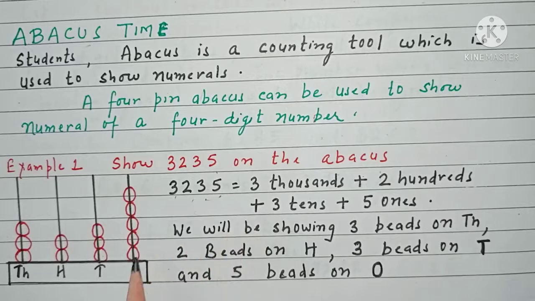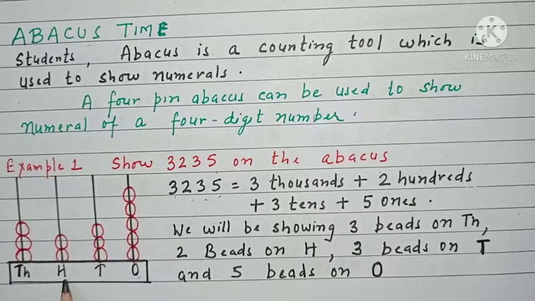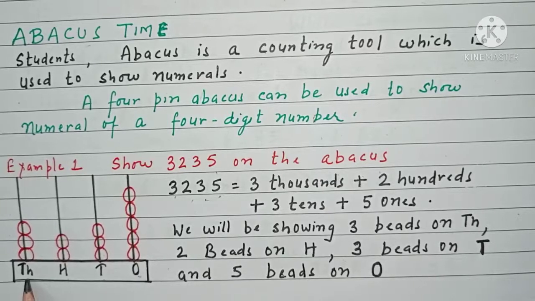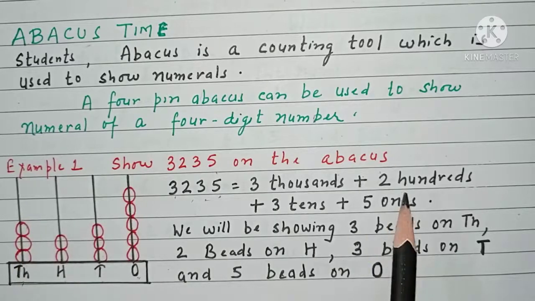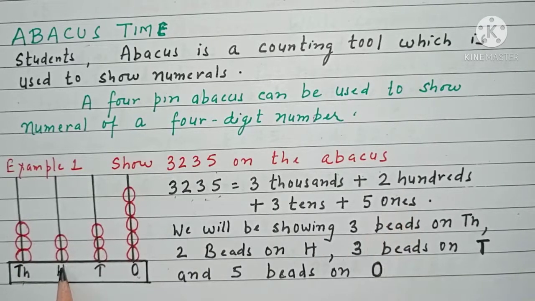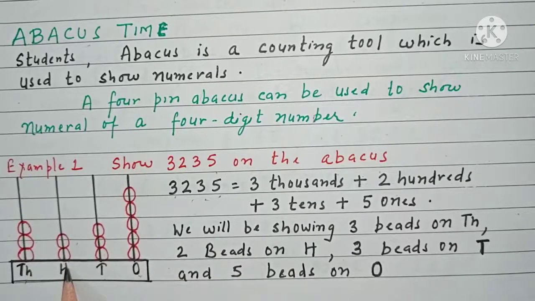Now as we can see here, the first pin on the extreme right is ones, next to ones is tens, next to tens is hundreds, and after that on the extreme left we have TH, which stands for thousands. So as there are 3 thousands, we'll be showing 3 beads on the thousands pin. 1, 2 and 3. As we have 2 hundreds, on the hundreds pin we'll be showing 2 beads.